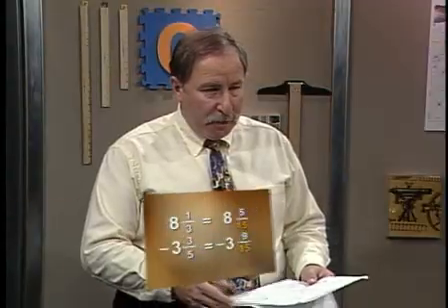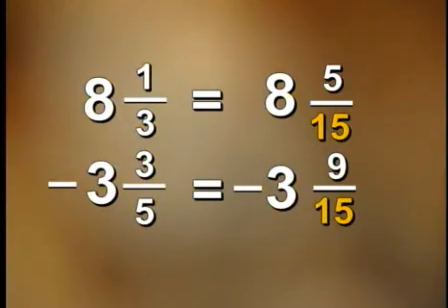Now, the next problem, 8 1/3 minus 3 3/5. When we get the common denominator, as shown here, 15, that's fine. We have 8 5/15 minus 3 9/15. That is a problem. Why is it a problem? It's a problem because we cannot subtract 5 minus 9.